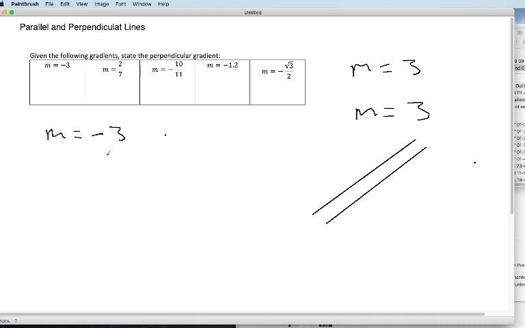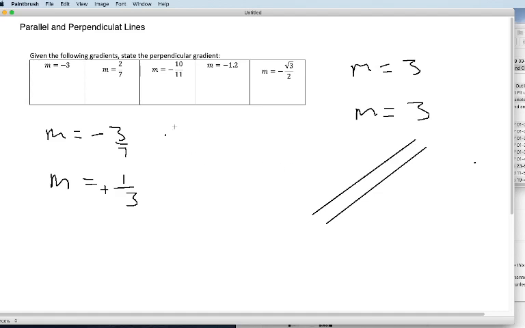So if I have a gradient of -3 here, then the flip would be, well, if this is over 1, now it's 1 over 3. So that's the flip. And the switch is, if this is negative, now it's positive. So we have a gradient of -3 over 1 and a gradient of 1/3. So those should be perpendicular.